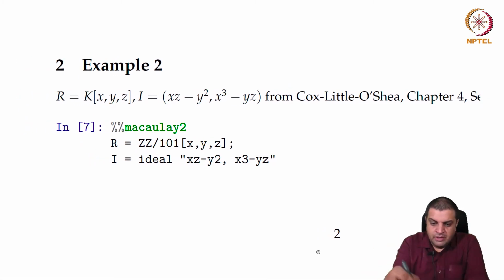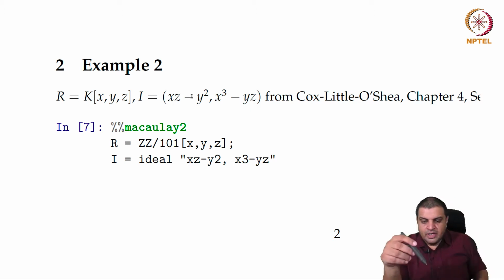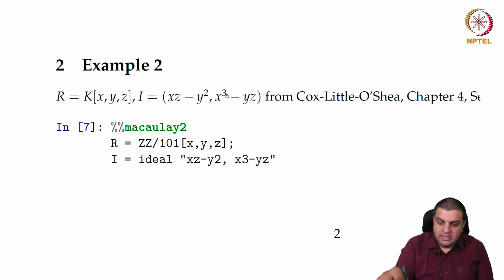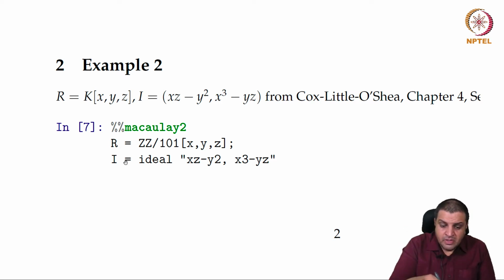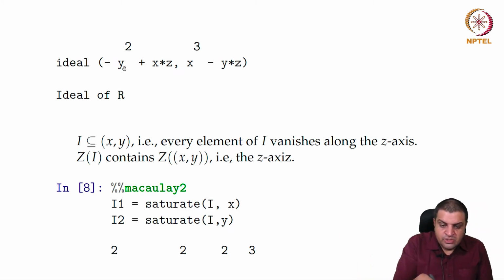Okay. So the ideal is generated by xz minus y squared, yx cube minus yz in a polynomial ring in 3 variables. Okay. And so we just use some field, a finite field of 101. This is a prime number. So I is the ideal generated by this. Just by looking at this, we notice that every generator of I involves x or y. So I is contained inside the ideal generated by x, y.